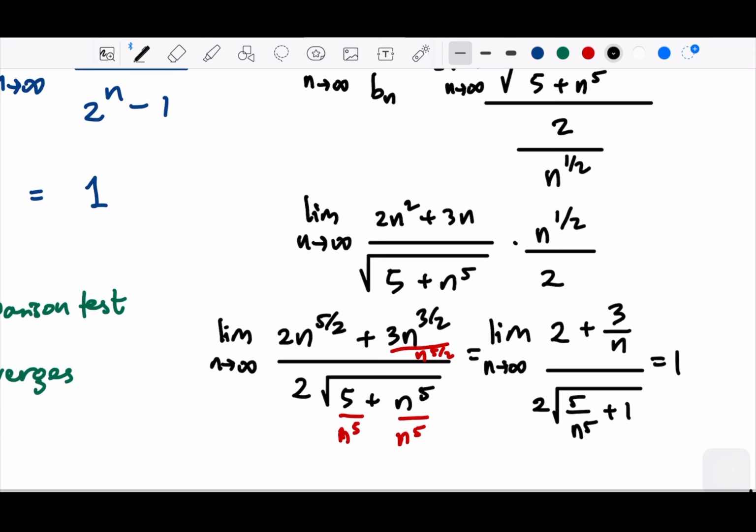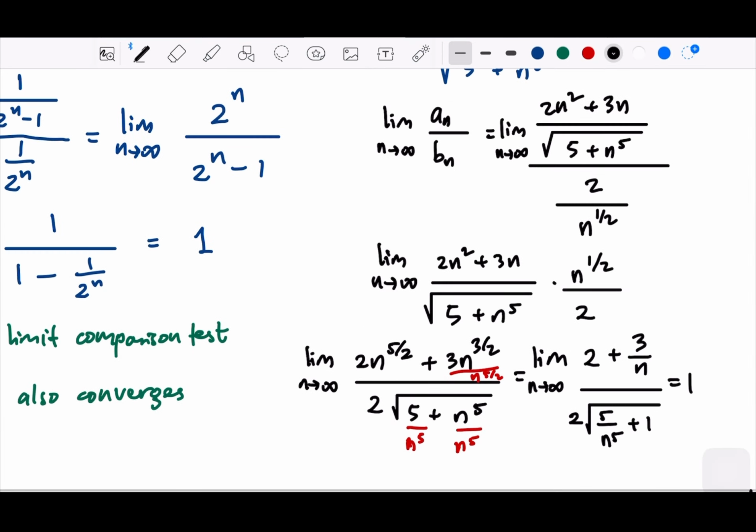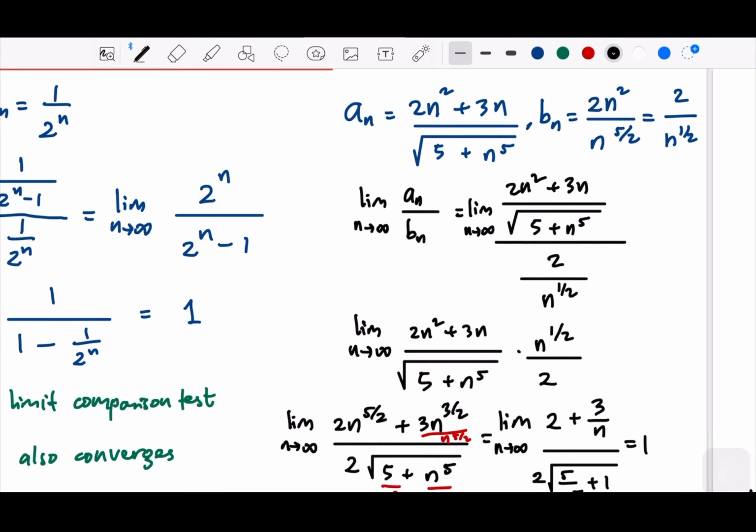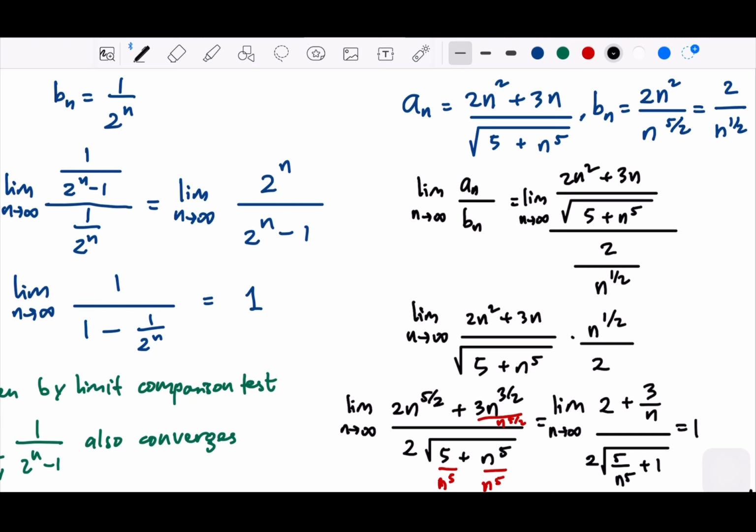But what's the conclusion? We solve the limit, but then we need to make a conclusion. Now, because we are taking b_n as 1 over n with power of half, which in the p-series is less than 1. The p is less than 1, which means it diverges. So whenever we find a positive number here, then a_n will have the same consequence as b_n. So if b_n here diverges, then a_n will also diverge. Okay?